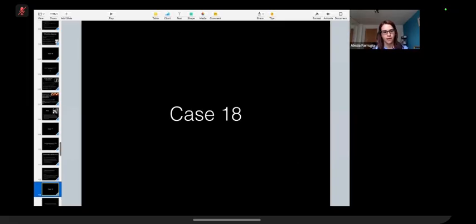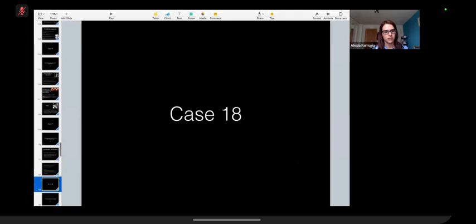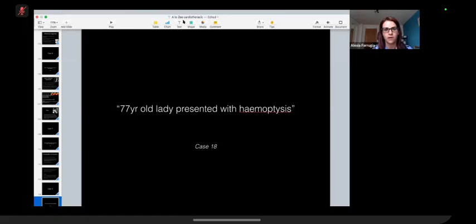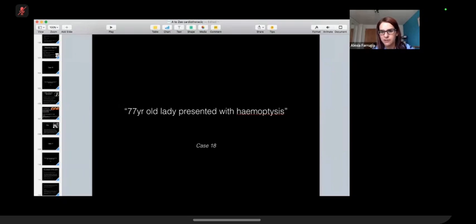Okay, let's go for case 18 now. So this is the history. It's a 77-year-old lady who presented with hemoptysis. Quite a few patients in my presentation actually presented with hemoptysis. So let's load up her imaging.